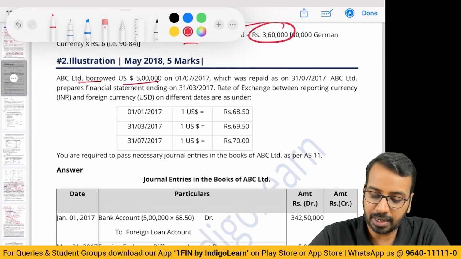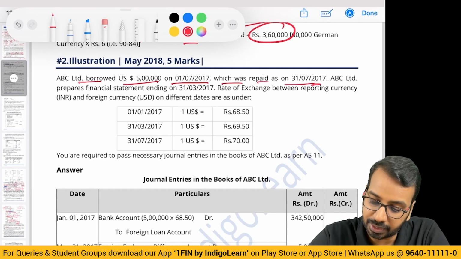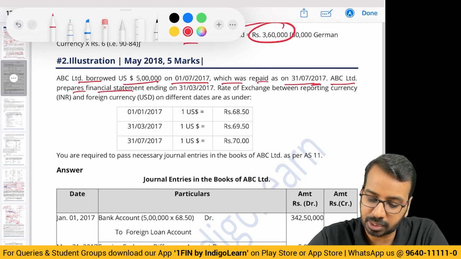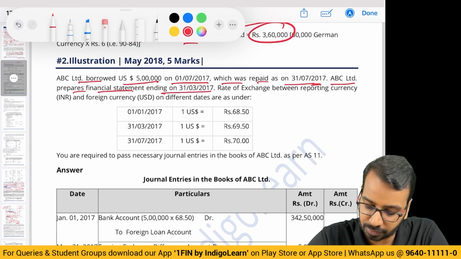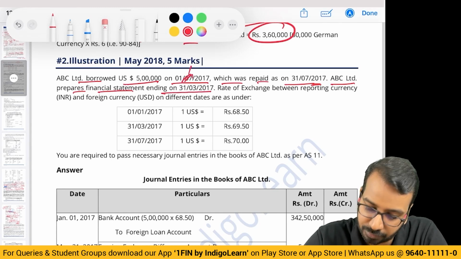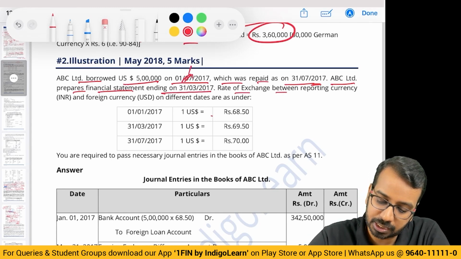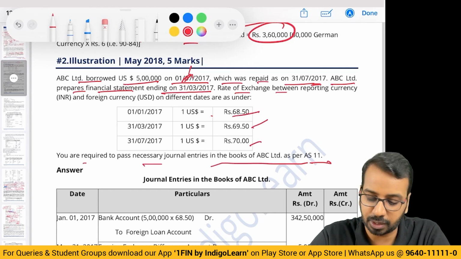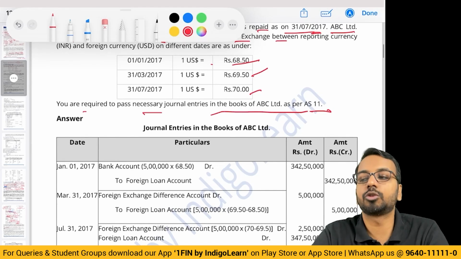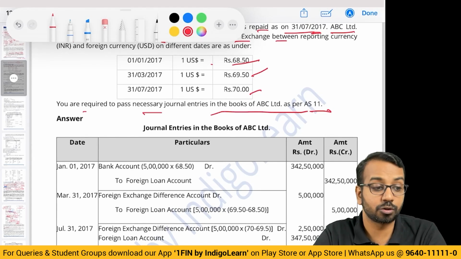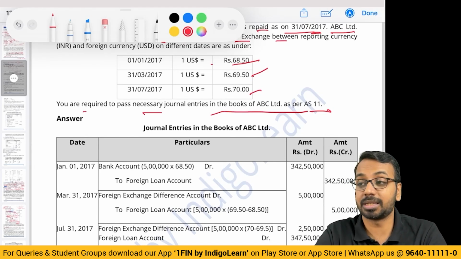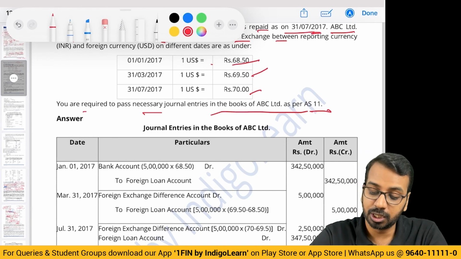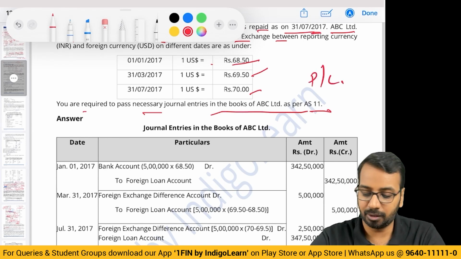ABC borrowed $5 lakh on 1st of July of 17, which was repaid on 31st of July of 17. ABC Limited prepares financial statement ending 31st of March of 17, not 1st of July. This is 1st of January. Rate of exchange is 68.5, 69 and 70. You are required to pass journal entries in the books of ABC. Now, here, should we assume it is for a fixed asset or for a normal case? Enough information is not given, so you can assume, you can directly take it to P&L.